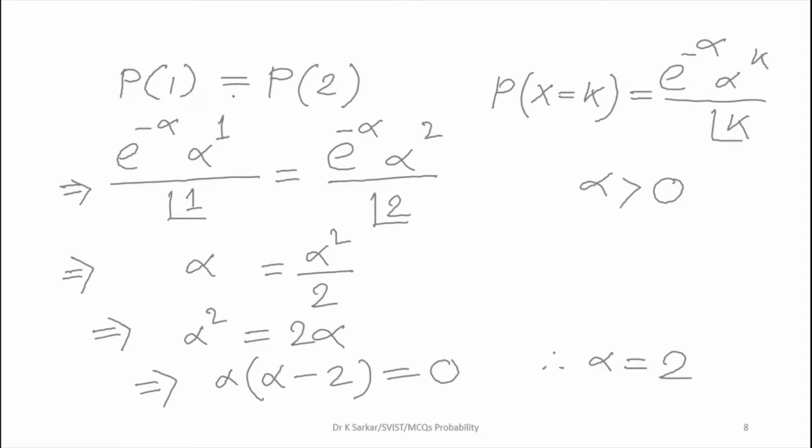Probability of 1 equals probability of 2 given. So let us put the Poisson PMF. This is the Poisson PMF given here, where alpha is the parameter. Now cancelling e power minus alpha, we have alpha equals alpha square by 2. Now after calculation we get either alpha as 0 or alpha equals 2. Now alpha cannot be 0, it is always greater than 0. So alpha equals 2 only.